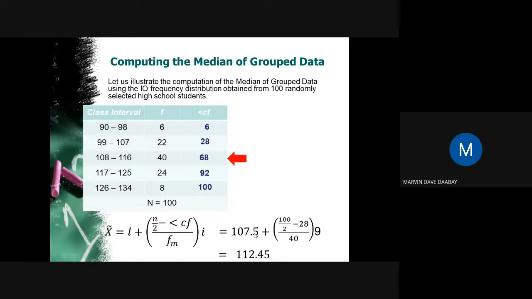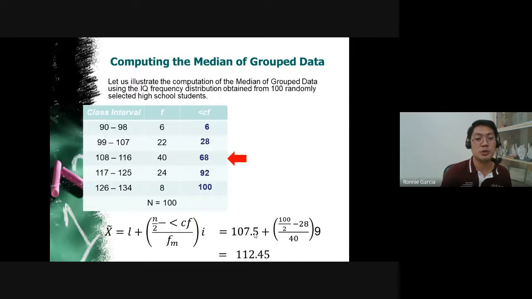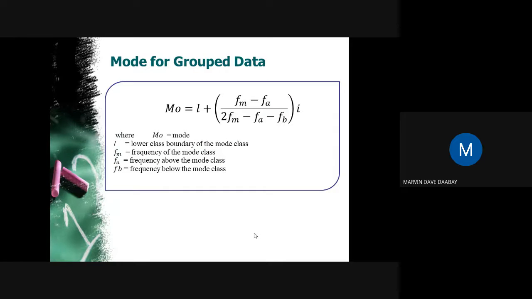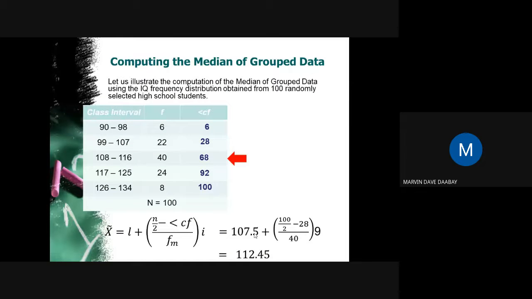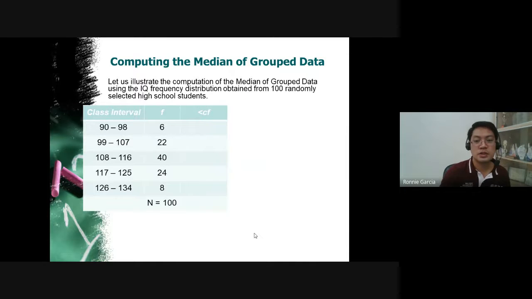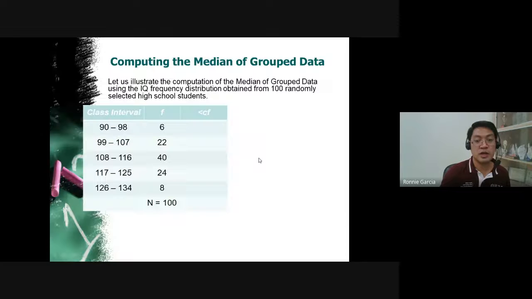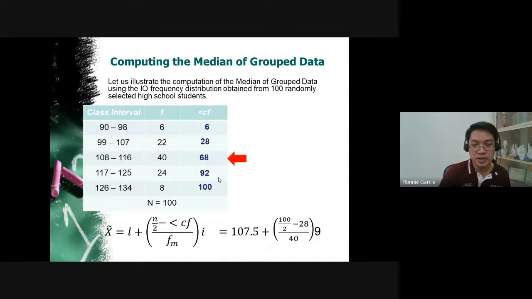But again, I will not let you compute this, because it would take too long to finish your exam. About the frequency above: it is 28, not 68. The rule says cumulative frequency above the median class, so you must follow the rule. If you put 50 minus 68, the answer would be negative. That is a hint that 68 is wrong, because it is not above. What is above it? 28. That's why it's 28, not 68.